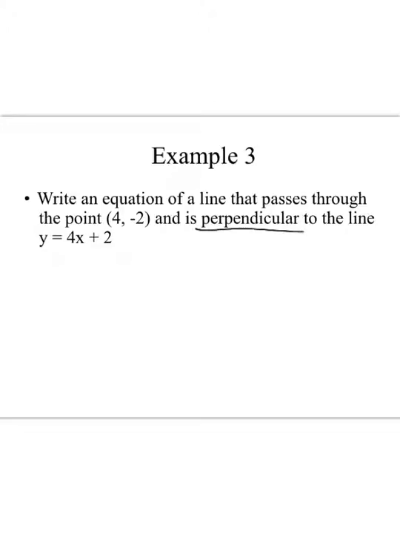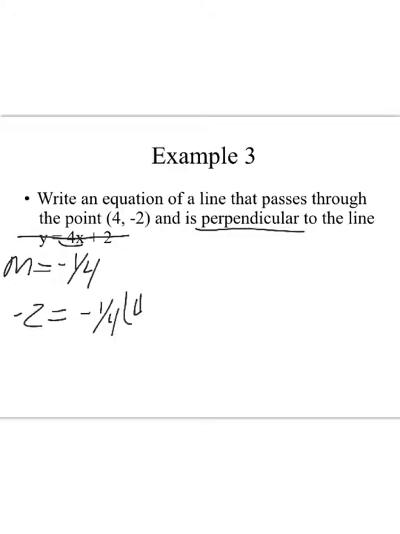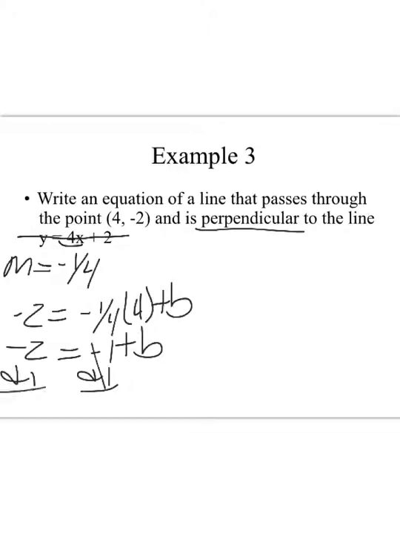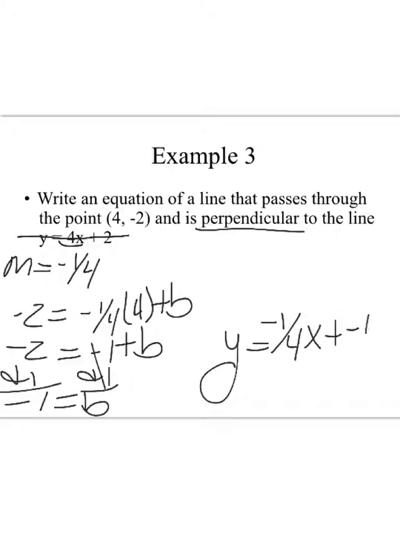So again, I'm looking for perpendicular, so I need a negative reciprocal slope. In this case, the given slope was 4, so I'm going to be using negative 1/4 as my slope value. I don't need that equation anymore. I'm going to plug my x and my y in. So negative 2 equals negative 1/4 times 4 plus b. So negative 2 equals negative 1 plus b. I'm going to add 1 to each side. And I get negative 1 equaling b. So y equals negative 1/4 x plus negative 1 for my final perpendicular line.